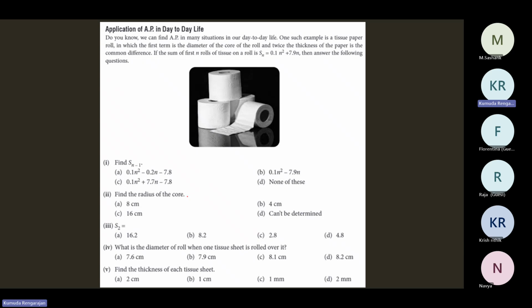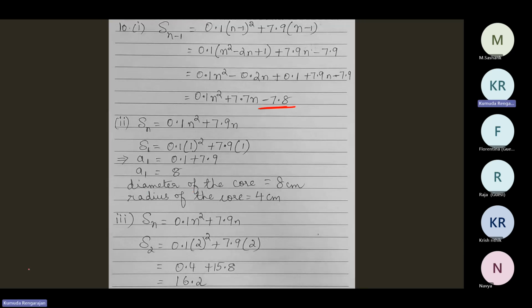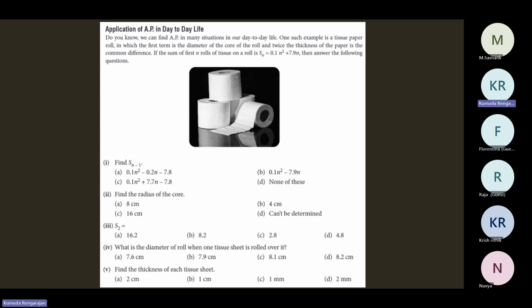Find the radius of the core. So for that, you'll have to find S1. The terms here are the diameters. Here, you know, we have concentric circles. This tissue roll can be understood as concentric circles. So the diameters of the circles starting from the roll inside. A roll is that hard thing, you know, around which the tissue is wound. A roll, when they say, sorry, that the middle portion.